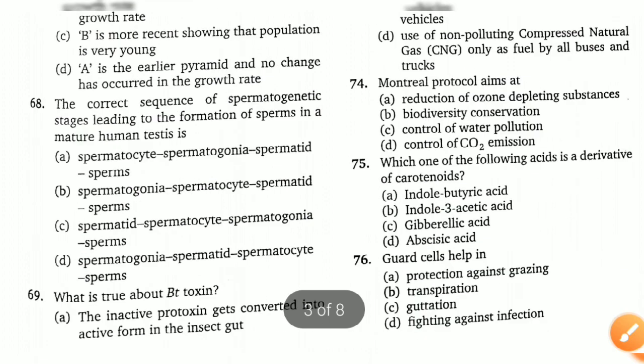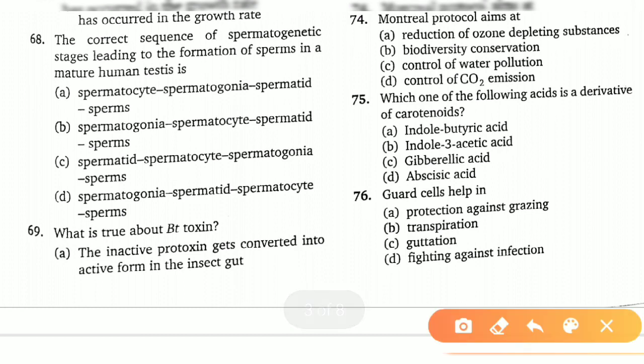Now 68th question. The correct sequence of spermatogenetic stages leading to the formation of sperms in a human testis is: spermatocyte to spermatogonia to spermatid to sperms; spermatogonia to spermatocyte to spermatid to sperms; spermatid to spermatocyte, spermatogonia to sperms; spermatogonia to spermatid, spermatid to spermatocytes to sperms. The answer is B.